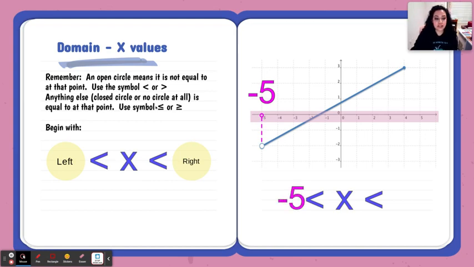Now let's go back to see what kind of symbol it's going to be. Notice at the end, we have an open circle. An open circle means it is not equal to, so we use the symbol less than or greater than. I always start off with the less than because that's the direction that we're going. Regardless, we're always going that way, so we start with the less than. We'll eventually flip it if need be, and you'll see that in a further example.